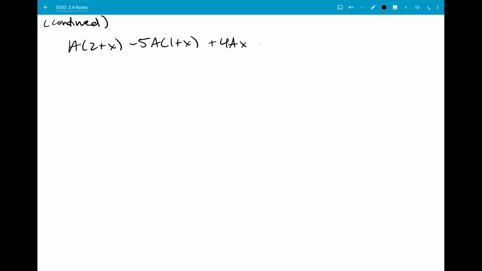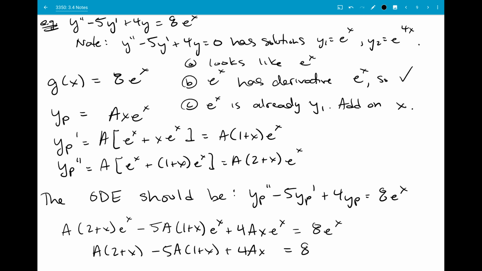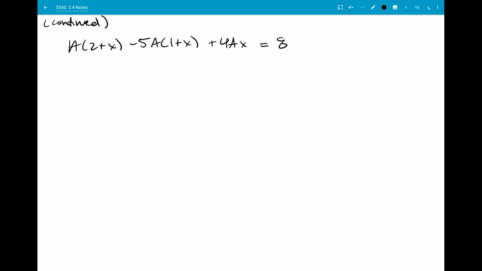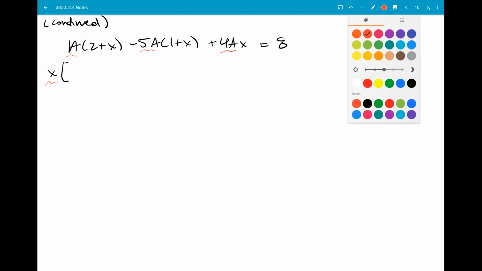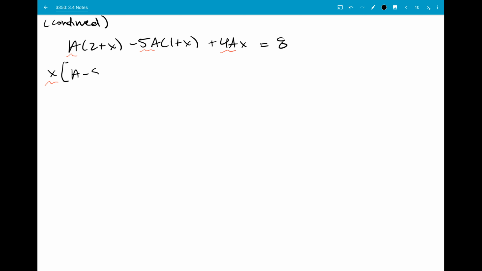Plus 4ax equal to 8. All right. And this is the part where I group like terms. So I see x's, so there's going to be some stuff attached to x's. Let's go ahead and do that real quick. So I've got x times a, x times minus 5a, and x times 4a. So I've got a minus 5a plus 4a times x.